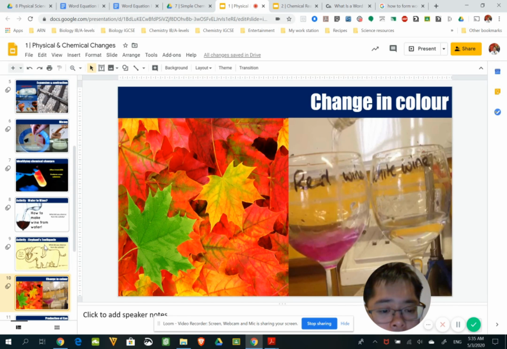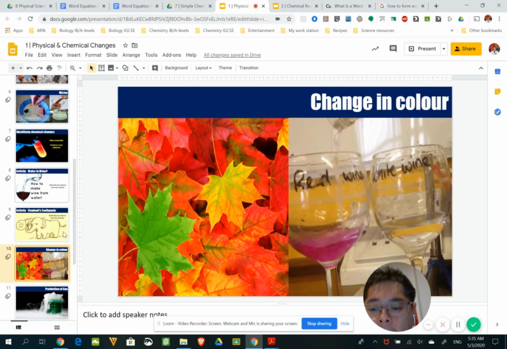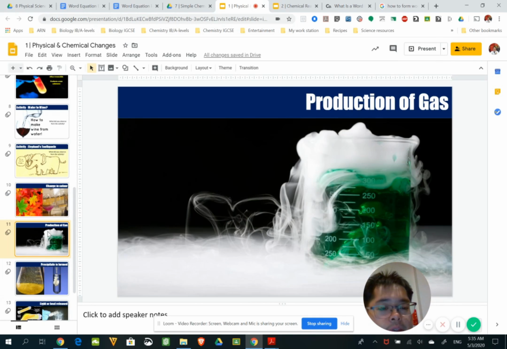One of the components of a chemical change is the change in color. As you can see over here, the leaves change color. That's a chemical reaction. You can see red wine and white wine. These are chemical reactions if they react with one another because a new product has been formed. Another thing you can see is the production of gases. When we do this later, the formation of hydrogen gas, carbon dioxide gas, and oxygen gas.